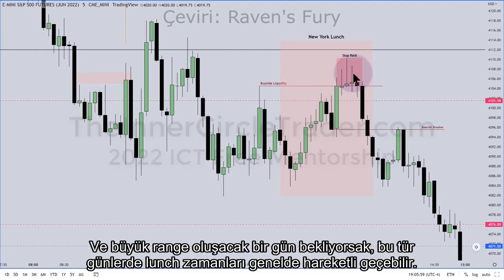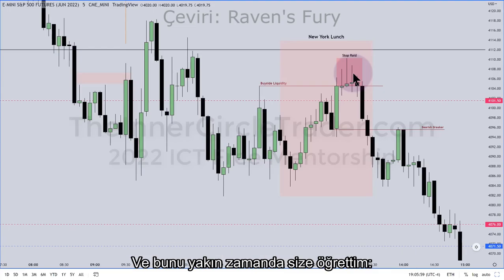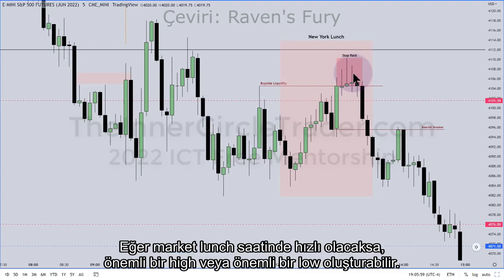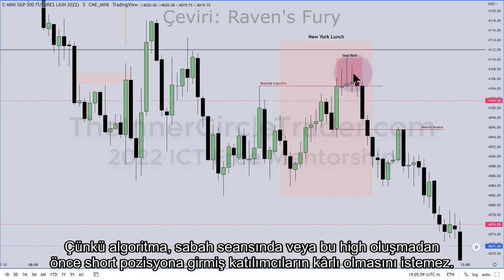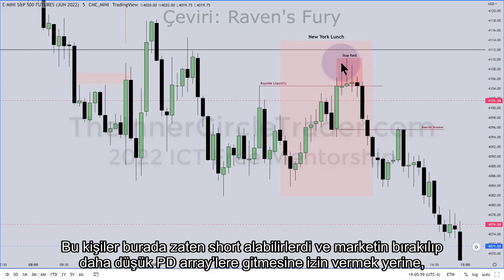We're trying to anticipate a large range day, and large range days can typically form with a busy lunch schedule. And I just recently taught this, that if the market is going to be a fast market during the lunch hour, it can create a significant high or significant low. But the premise mainly is, if you're bearish, you're going to be looking for the highs to be swept because they don't want participants to be profitable that may have assumed a short position from the morning session, or prior to this high forming, they may have already been short here.